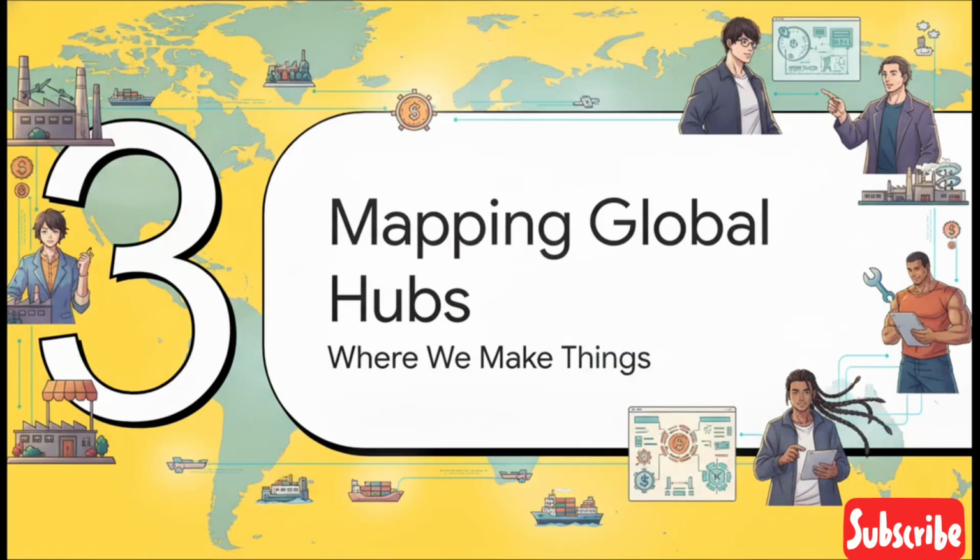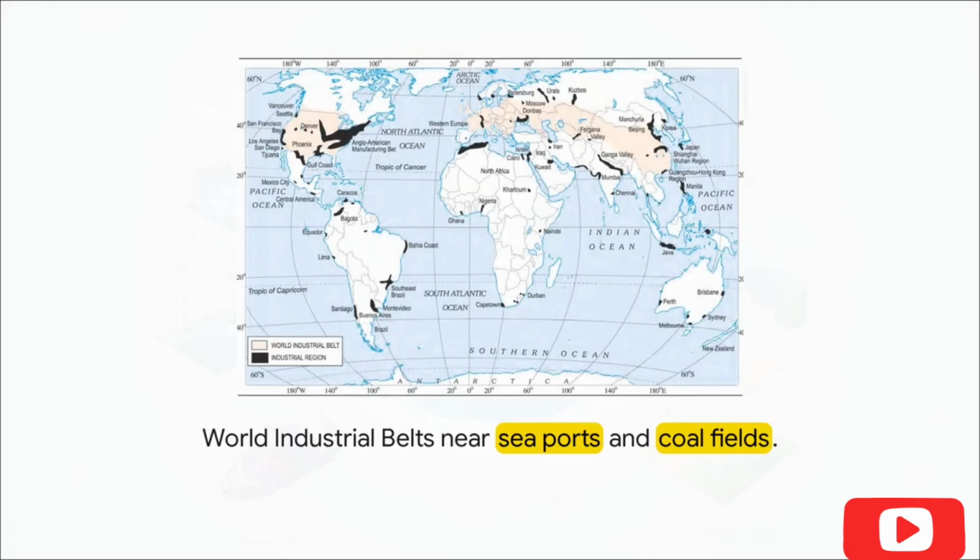Let's zoom out a bit for section 3, mapping the global hubs, or where the world makes things. Now, if you take a look at where major industrial belts are clustered globally, you'll notice they heavily favor temperate areas across North America, Europe, and East Asia. They are definitely not scattered at random. You'll see them mostly hugging seaports for easy global shipping and historical coalfields for cheap energy.